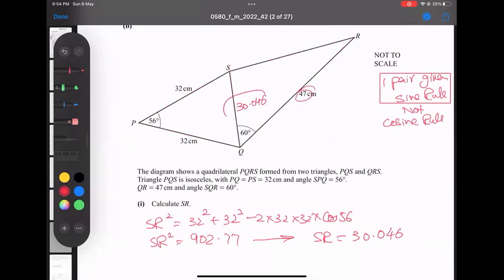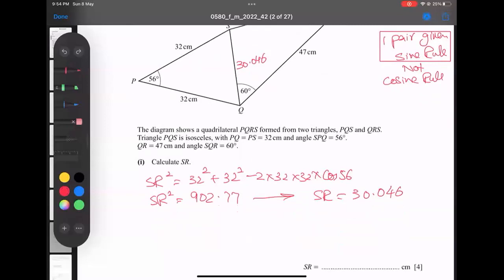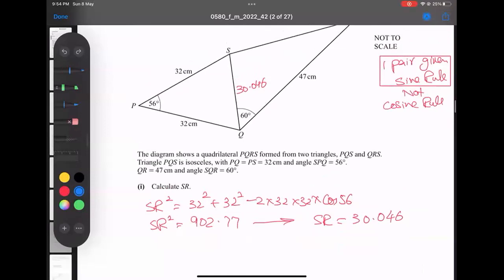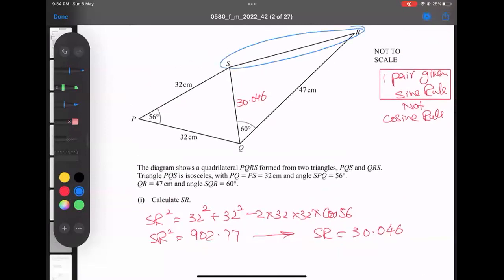Again, this is two sides and the middle angle. I'm asking whether one pair is given or not. For example, the angle is given but the side is not given, or the side is given but the angle is not, so a pair is not given. So cosine rule again, and I'm using the cosine rule once again. This time I'm using it on SR. So what is the formula?